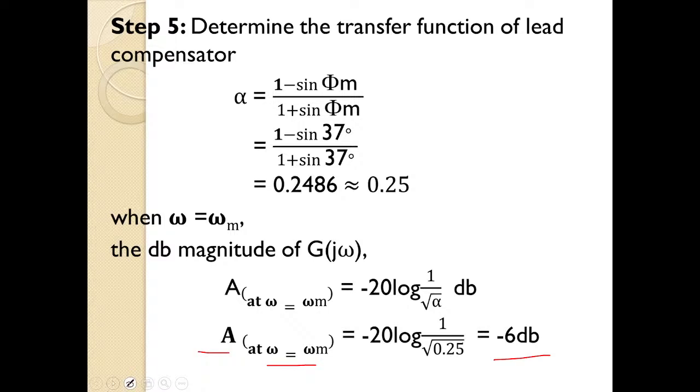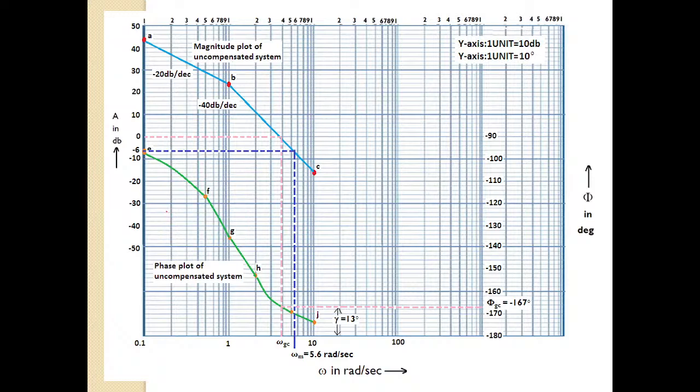Now we have the A value. Now let us go to the graph and determine the omega m value. Okay, so here you can see this is minus 6. From minus 6, draw a dotted line towards your magnitude plot. Wherever it intersects, draw a vertical line towards the x-axis. You will get the omega m value, that is 5.6 radian per second I have got.